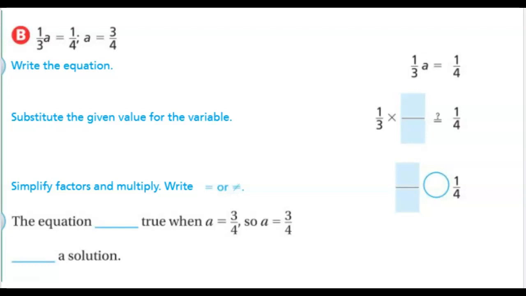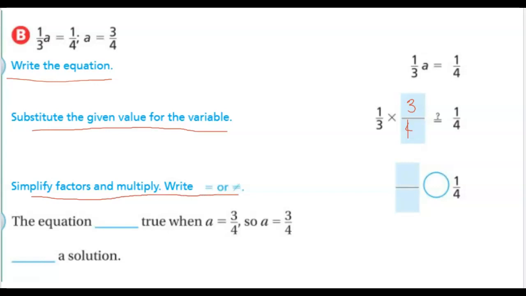So example B is 1/3 times A equals 1/4, and the value of the variable A is 3/4. So we write out the equation. Next, we substitute the given value for the variable, which is 3/4. Is it or is it not equal to 1/4? We simplify, factors, multiply, and then write equals or not equals.